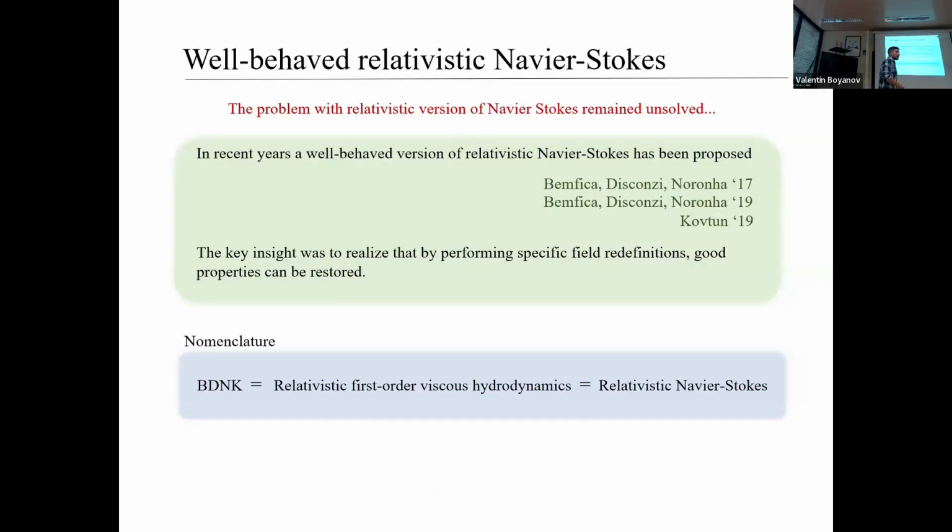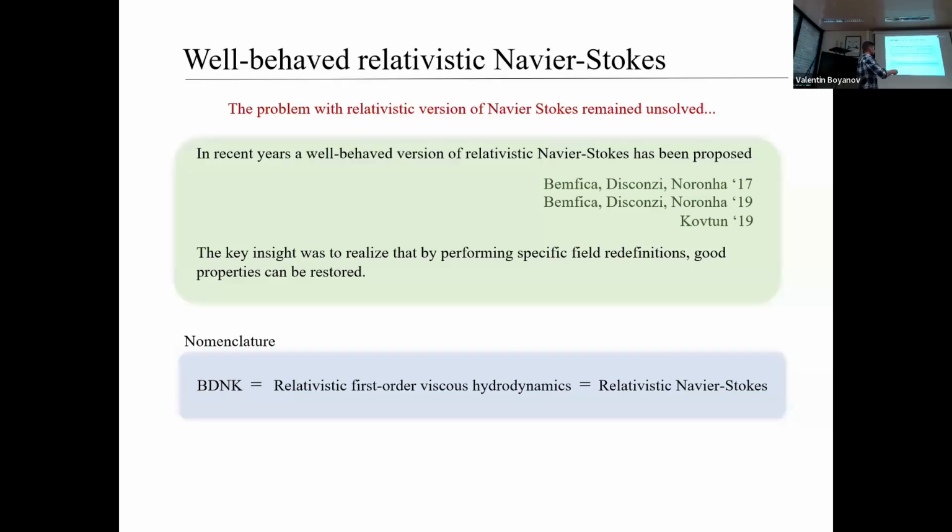Okay, so this problem remained unsolved until recent years, in which Bemfica, Disconzi and Noronha, and Kovtun provided a solution to the problem by obtaining the well-posedness of relativistic Navier-Stokes equations in a general frame instead of just in the Landau frame or in a specific particular frame. They found that in a specific subset of frames, to which the Landau frame does not belong, these equations are well behaved, having good properties of well-posedness.